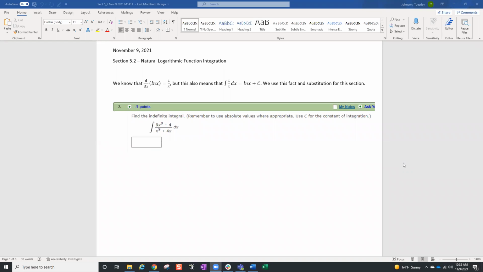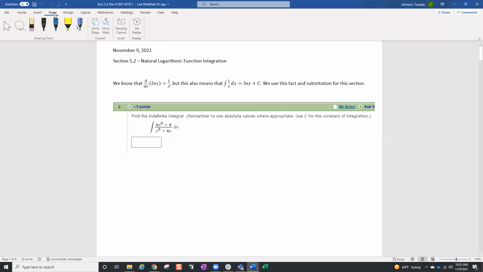Okay. Section 5.2, the natural logarithmic function and integration. So this entire section is based off of one premise. We know that the derivative of the natural log function is 1 over x. And we know that. We got that from yesterday. So long ago, we've known it forever. But that also means, right, if the derivative is 1 over x, then the antiderivative of 1 over x must be the natural log. And that is absolutely not true.